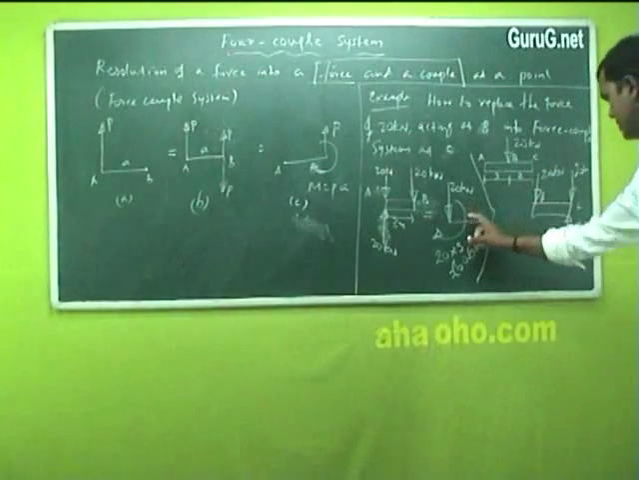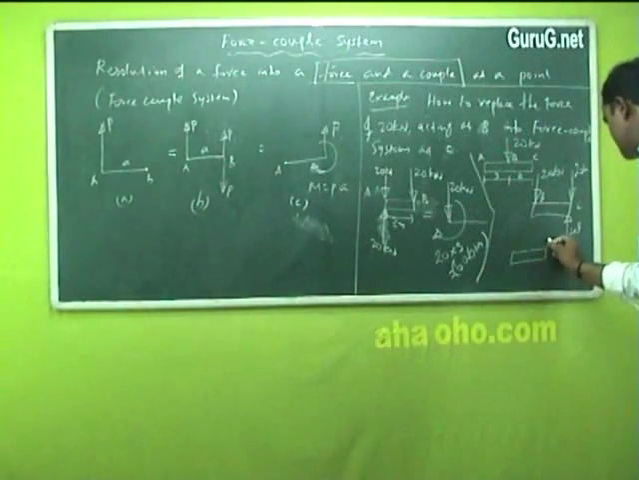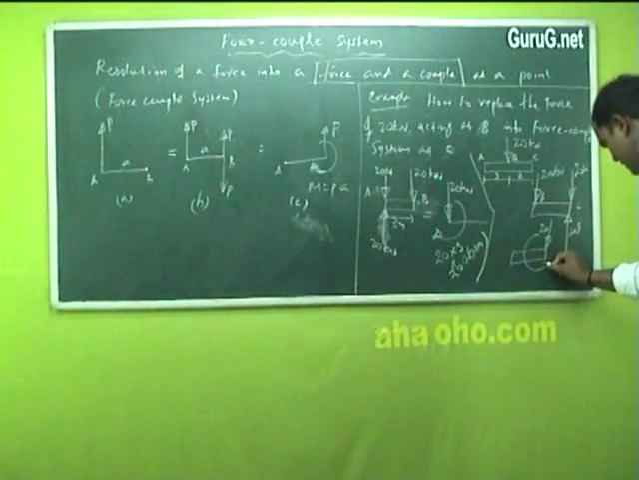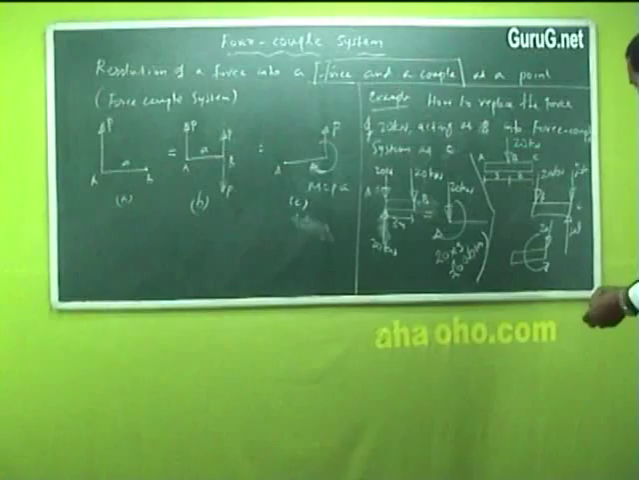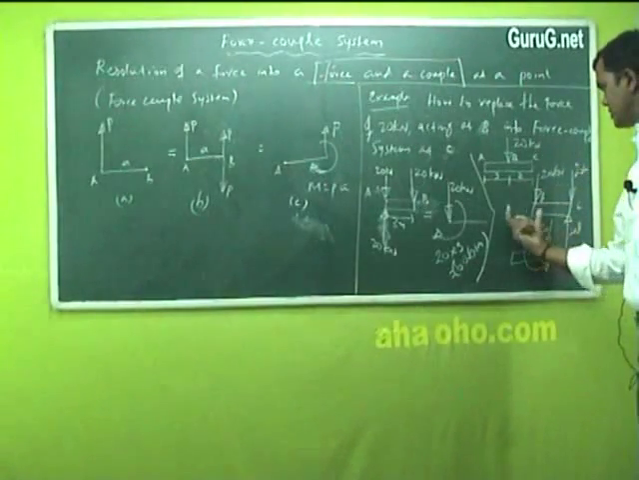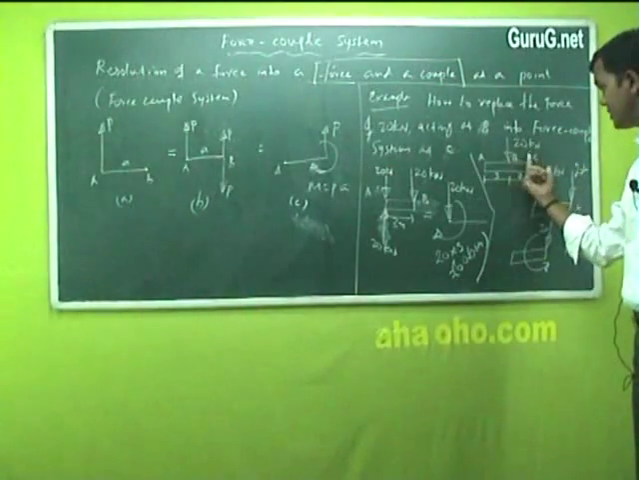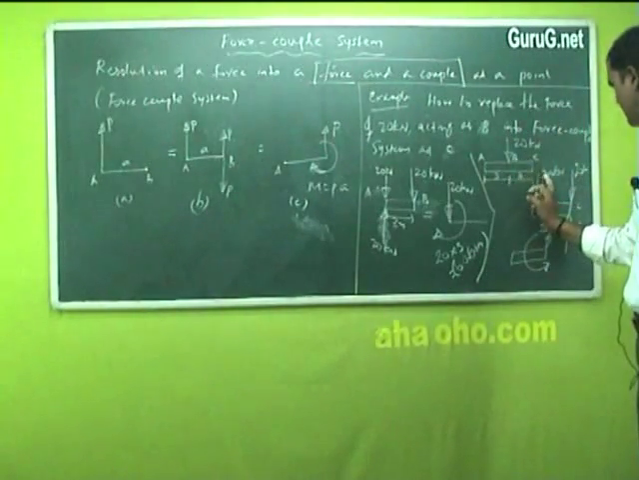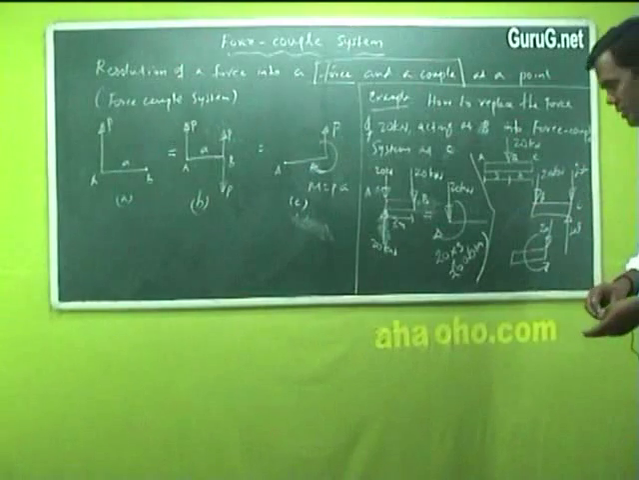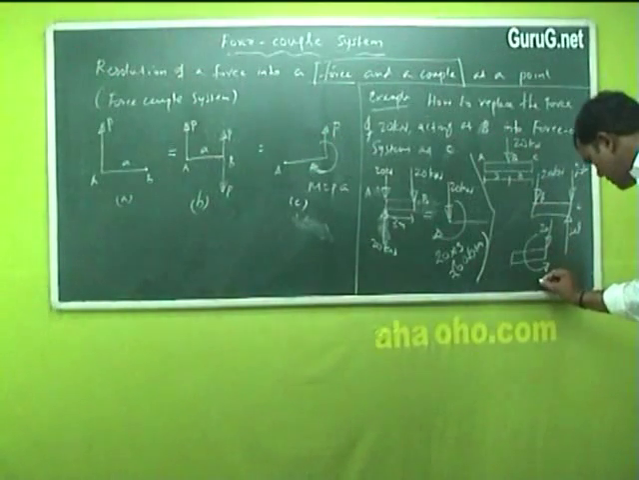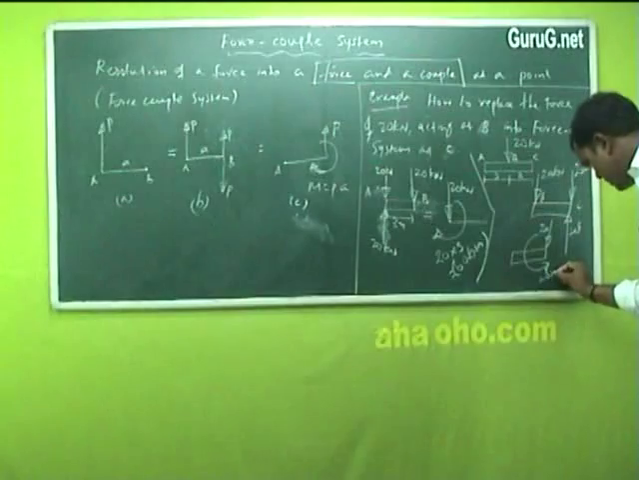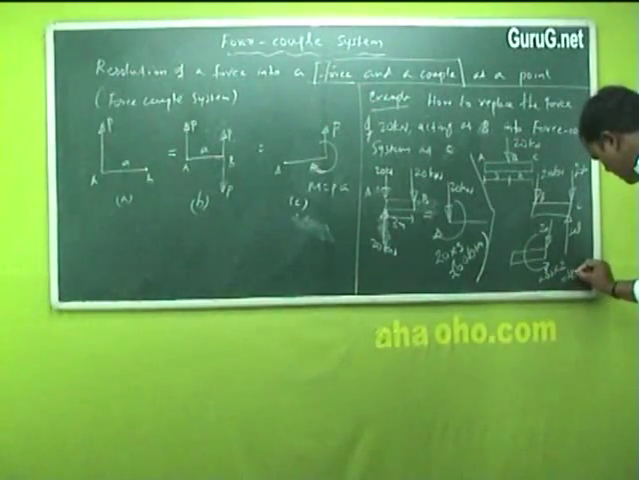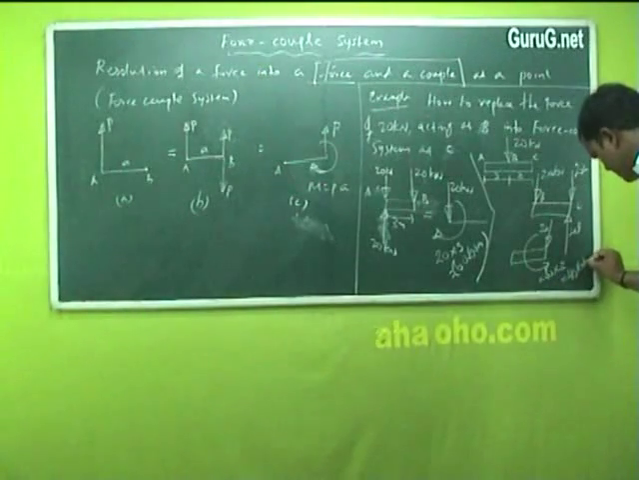Now what to indicate? I keep the 20 kilonewton as it is and indicate an anti-clockwise couple. The value is 20 into the distance, which is 2 meters, because B to C is 2 meters and A to B is 3 meters, as given in the problem. So it's 20 into 2, which is 40. This moment is 20 kilonewton into 2 meters, which is 40 kilonewton meter.